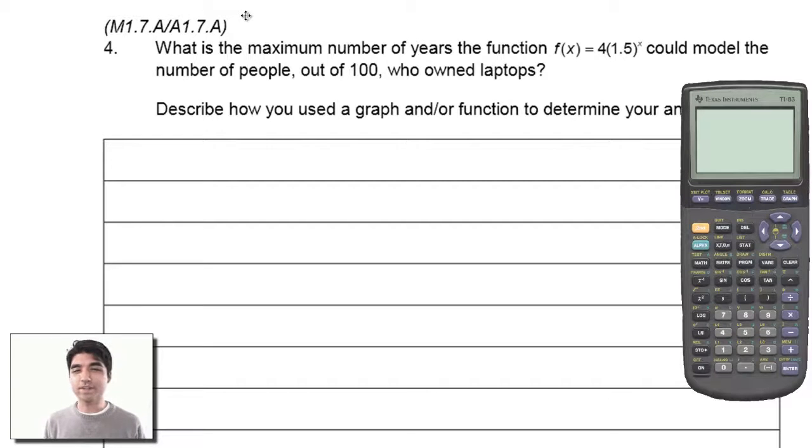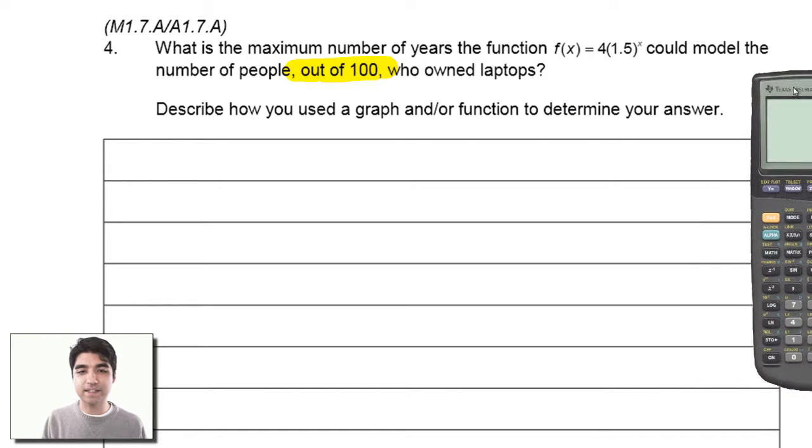Okay, so we're on the fourth and last problem here, and it says what's the maximum number of years the function f of x equals 4 times 1.5 to the x power could model the number of people out of 100 who own laptops. Describe how you use the graph and our function to determine your answer. Let's go look at the graph real quick.